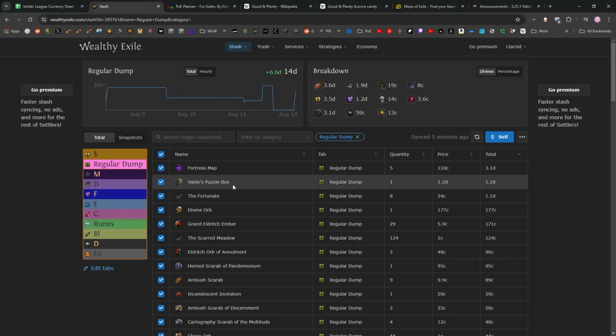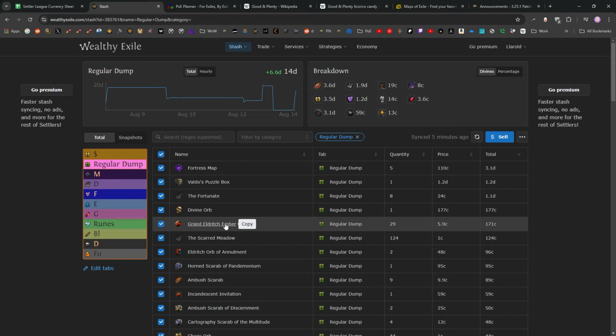I got a Valdos puzzle box and a divine orb, and I think I got 1 grand eldritch ember shrine. I think I actually got a couple of grand eldritch ember altars, and I clicked the player reward on a couple of those instead. So I might have actually been able to make more if I had gone heavier into minion rewards. Maybe I would have made another divine's worth.